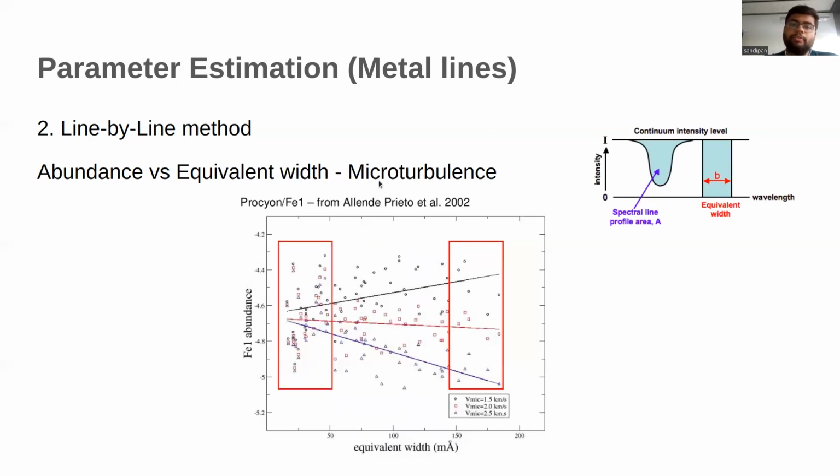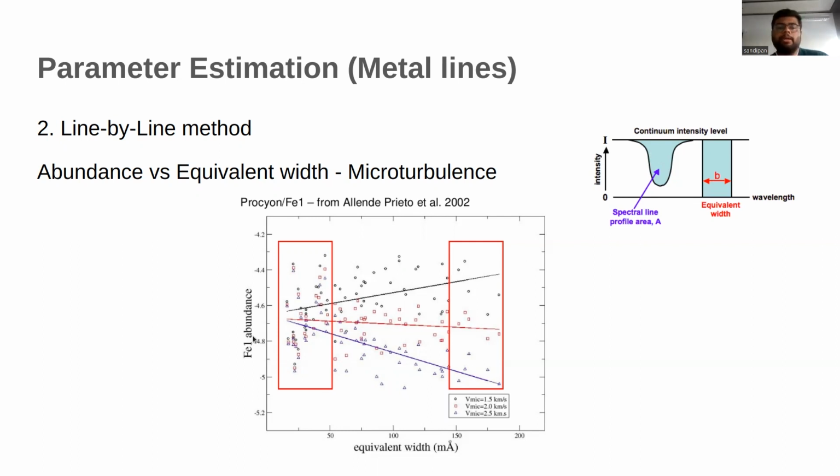Next, if you want to estimate the microturbulence, what you can do is plot the abundance versus the equivalent width of a line. Equivalent width is just the area under the spectral line, and it is explained as the width of a rectangle in wavelength times the intensity, which in our case goes from 1 to 0, which will just be 1. So the area of this rectangle and the area under the spectral line should be the same. The units of this width will then be in wavelength. So it basically denotes the same thing, it's just the area of the spectral line.